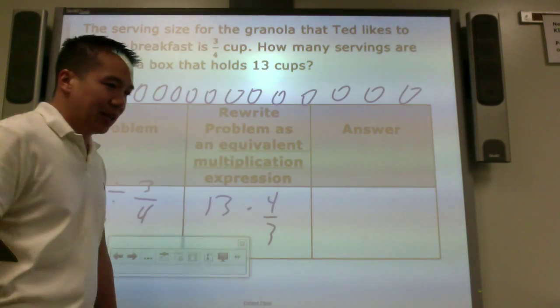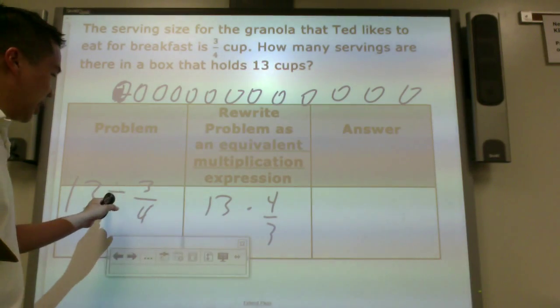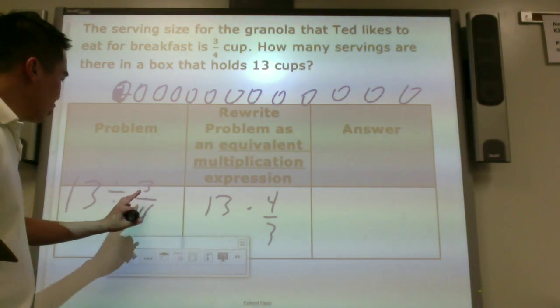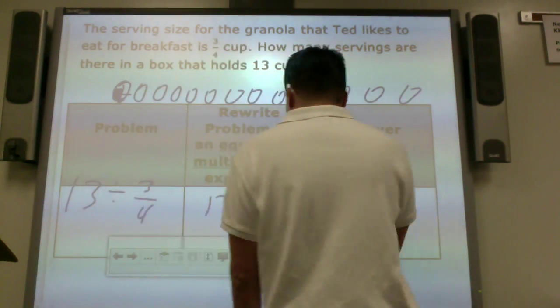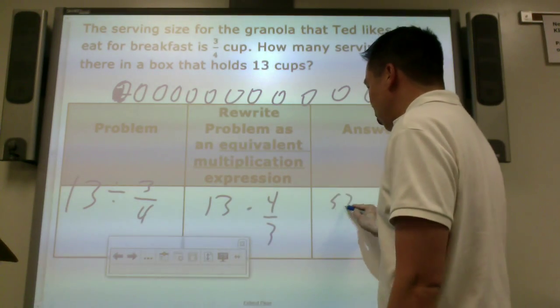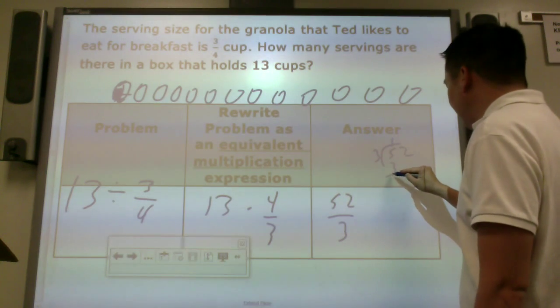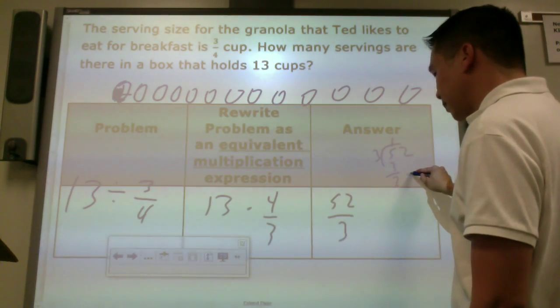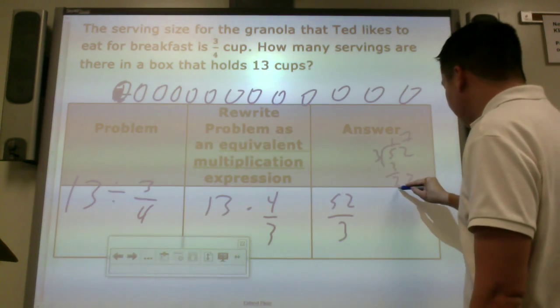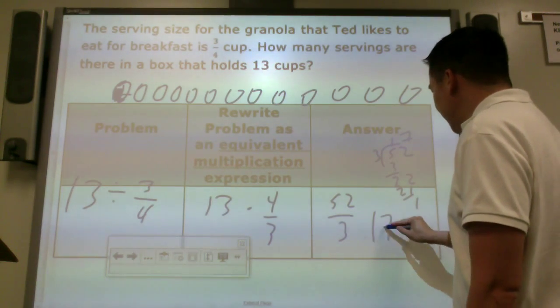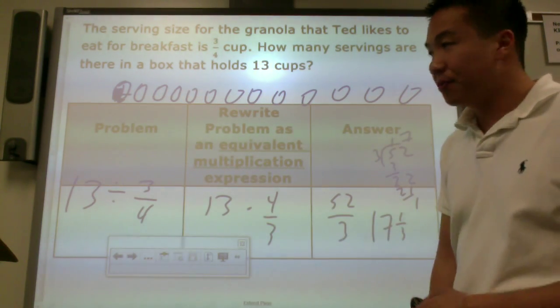For those who like keep, change, flip, you keep the first number, you change it from a division to a multiplication, and you flip 3/4 to 4/3. And if you multiply this, you get 52/3, which is the same thing as saying 17 1/3 is the remainder.